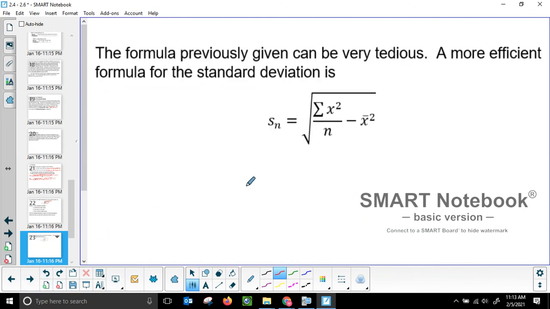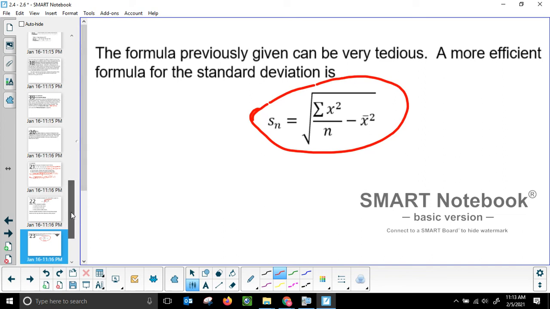The formula previously given can be very tedious, because you have to do all of those. There were only 8 data points there. So if I had a set of data with like 100 data points, you wouldn't want to write all of those out. So this is actually the much cleaner and more efficient way to use standard deviation.